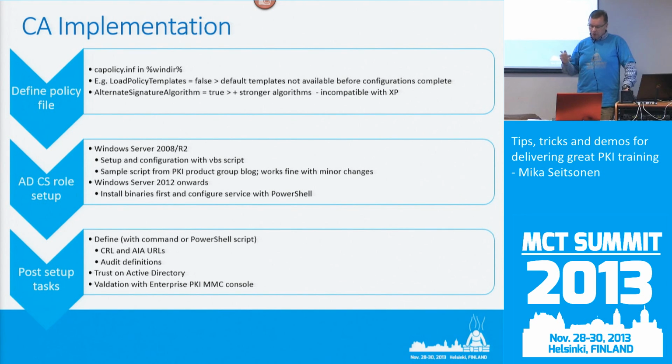For the course, what we have done is use the graphical wizard to set up the certificate service. But for a production environment, it would of course be better not to make any typing mistakes. So it's better to create a script, try it out in a pilot environment, and then use the same script, probably modifying the names. And it's even better if you don't have to modify the names, so you create the pilot environment with exactly the same names and can use exactly the same scripts in production. For 2008 and 2008 R2, we had a script from the PKI product group blog, and that one worked with minor changes, so you didn't have to modify it.